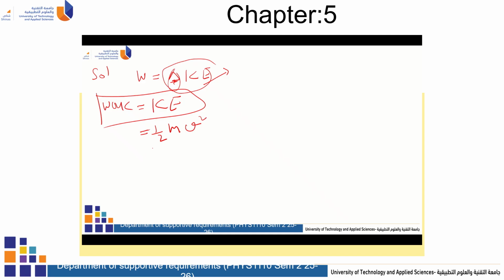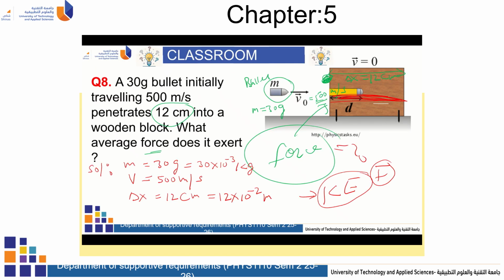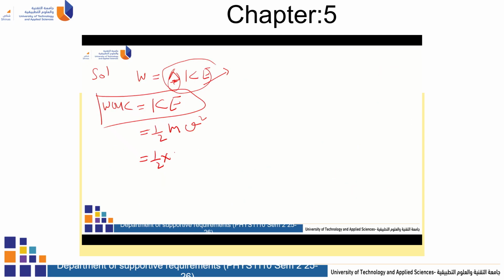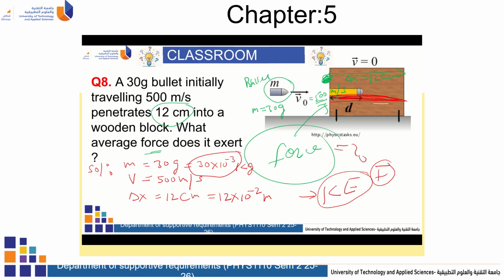So what I will do first, I will find the value of this. This is half and the mass of the bullet. How much? The mass of the bullet is 30 multiplied by 10 to the power minus 3. Now the velocity of the bullet. What is the velocity of the bullet? The velocity of the bullet is 500 meter over second.